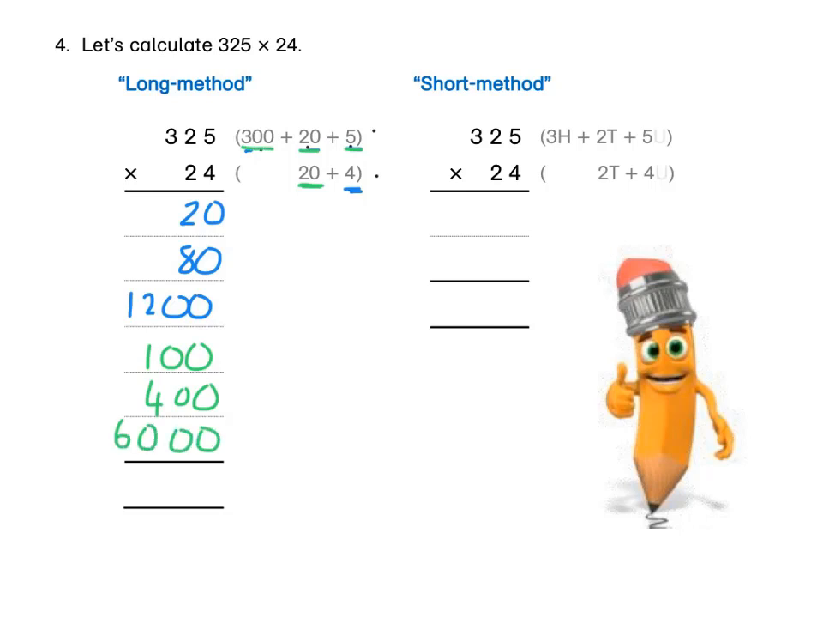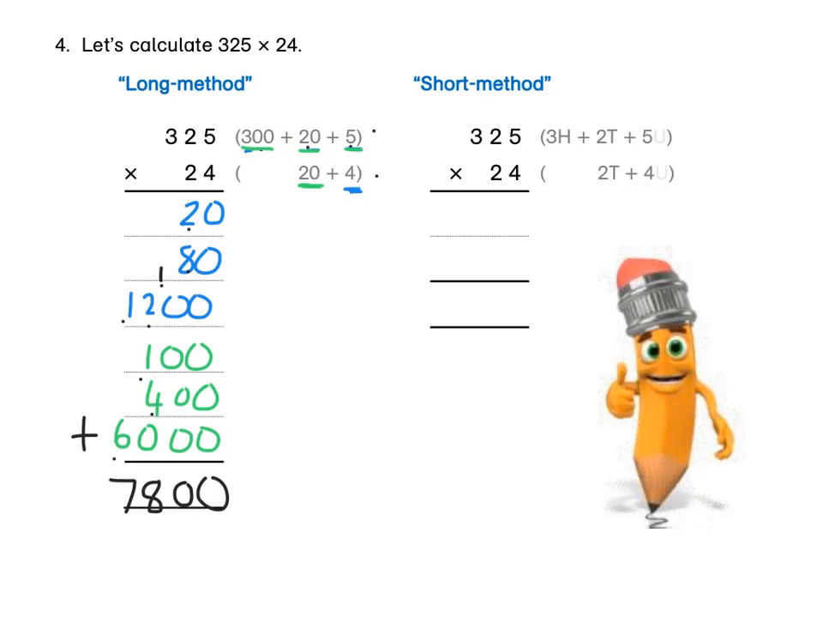Then all we need to do is add up in our place value columns. 0 there. 2 plus 8 gives 10. Then if we add up our hundreds, 1 plus 2 is 3. Then we have 4, then we have 8. And we have 7 thousands in total.